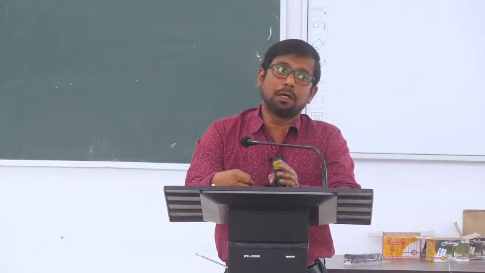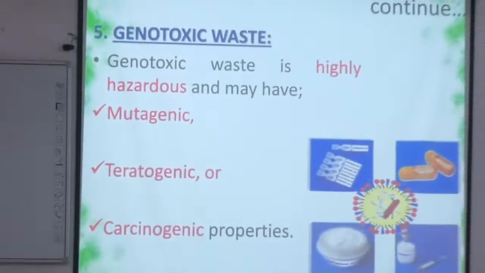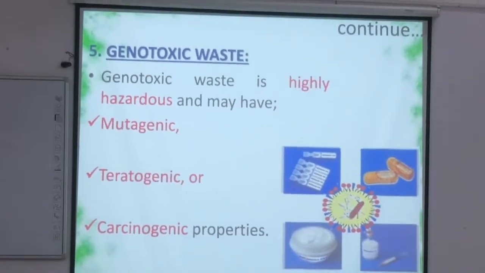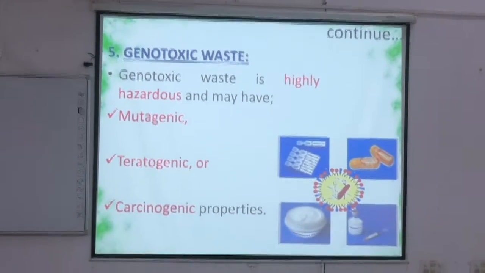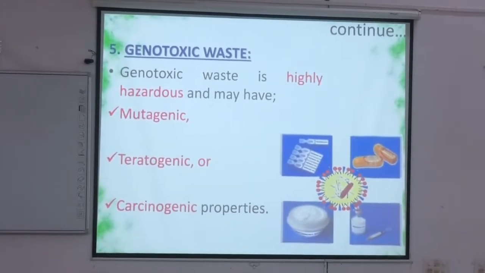And any other waste, like biodegradable waste or non-infectious waste, like any food material, you have to store or put in the green bag. Genotoxic waste also you have to store in the yellow bag. Okay, and that can be mutagenic, meaning it directly affects the DNA or RNA. It makes some mutation in DNA and RNA.